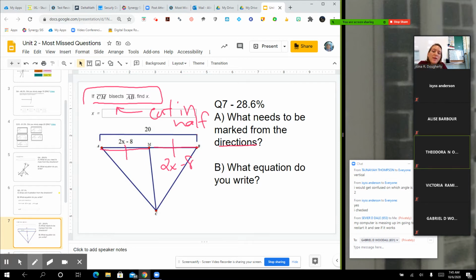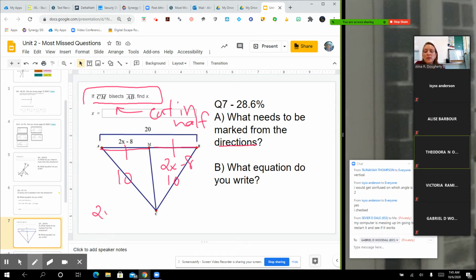If AM is half of AB, how long is AM? Hmm. 10. And if MB is half of AB, then what's MB? Is it also 10? So we can write a lot of different equations here.